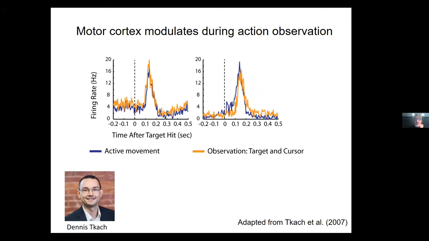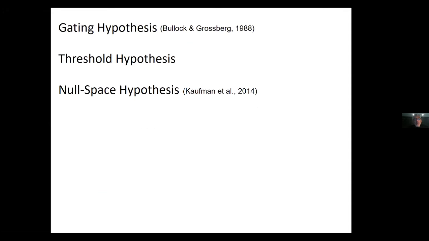Also, we know action observation, when monkeys watch a video game they had just performed, many groups have also found that in a subset of neurons, there's almost congruent modulation between active movement and observation. And yet in this paradigm, the monkey is not making any movements. They're simply observing a cursor moving to targets in a task that they had previously done with their arm. So, how do you address this problem?